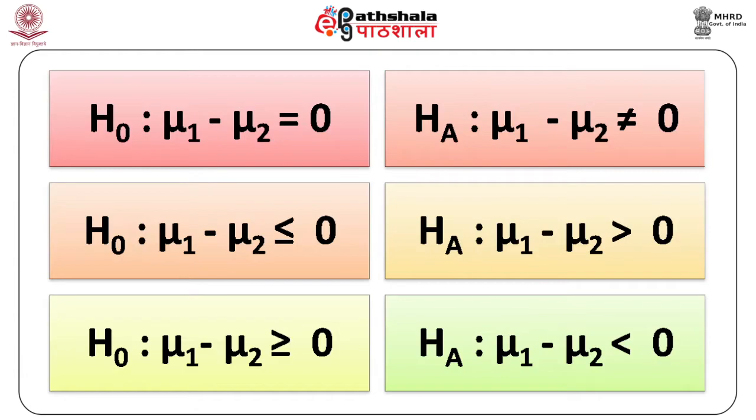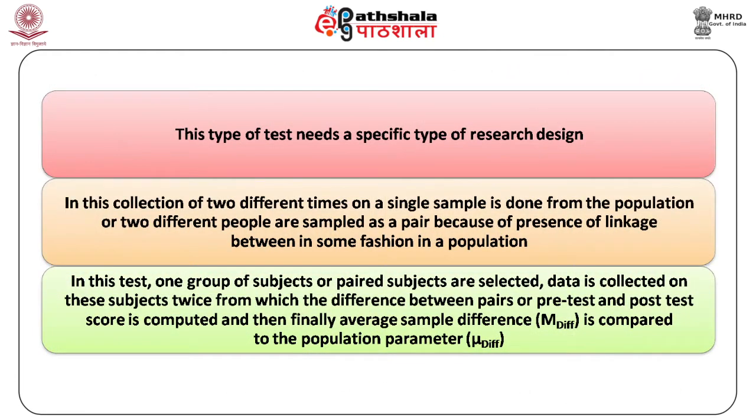The alternative hypothesis can be mu1 minus mu2 is not equal to 0. Or the null hypothesis being mu1 minus mu2 is less than or equal to 0, and the alternative hypothesis being mu1 minus mu2 is greater than 0. Or the null hypothesis can be mu1 minus mu2 is greater than or equal to 0, and the alternative hypothesis can be mu1 minus mu2 is less than 0. This type of test needs a specific type of research design.